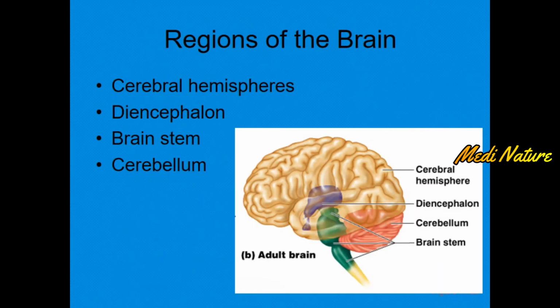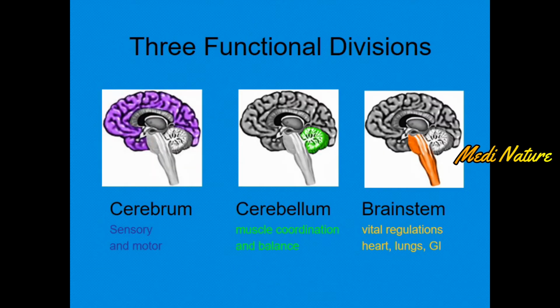Now we are going to learn about different regions of the brain. The brain is composed of cerebral hemispheres, diencephalon, brainstem, and cerebellum. You can see these different regions are in different colors in this image. These are the three main functional divisions of the brain. The cerebrum, which is in purple color, the cerebellum, which is in green color, and the brainstem, which is in orange color.